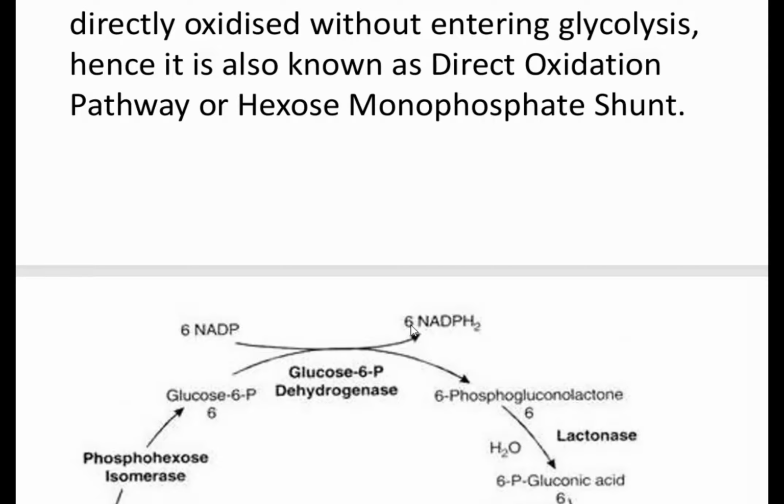See you in our next class, specifically on the significance and other importance factors in the pentose phosphate pathway.